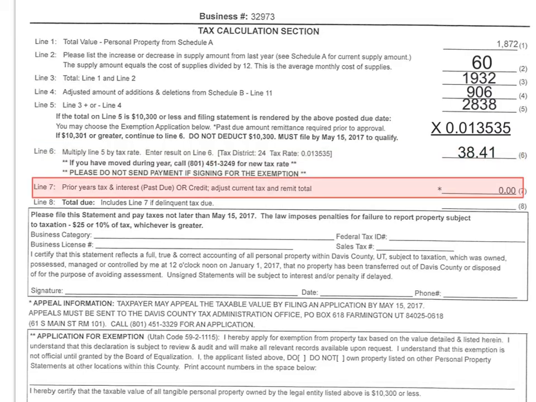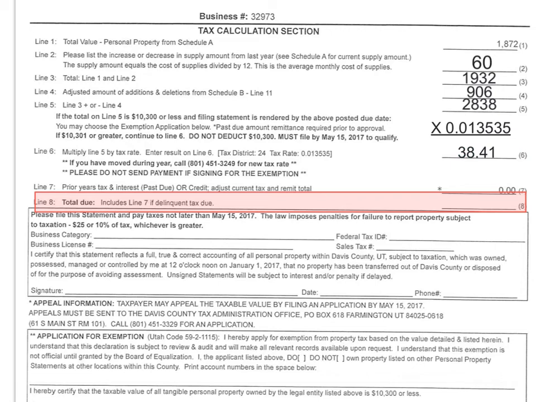Line 7 will only show an amount if you owe taxes from prior years or if you have a credit, money that you paid in prior years that has not yet been applied to taxes owing. Line 8 is the total of lines 6 and 7. If you do not have a number on line 7, it will be the same number as line 6.